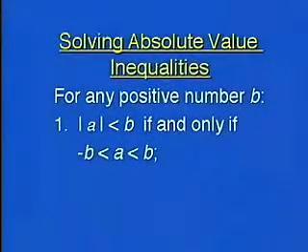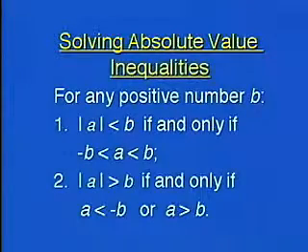Now, keeping these ideas in mind, we have two more properties of absolute value that we can look at to solve inequalities. For any positive number b, our first property states the absolute value of a is less than b if and only if a is greater than negative b and less than b. Our second property states that the absolute value of a is greater than b if and only if a is less than negative b or a is greater than b.